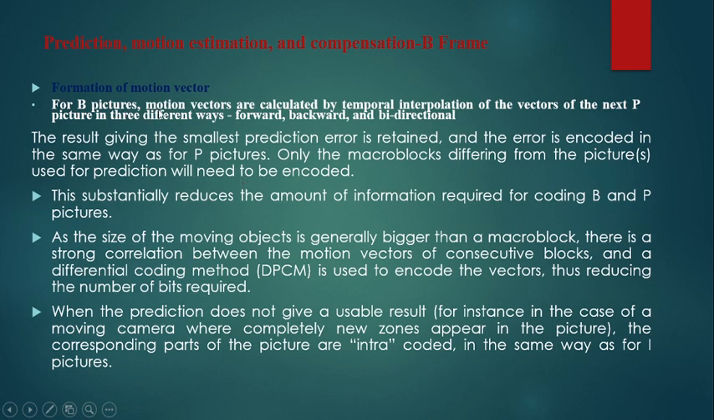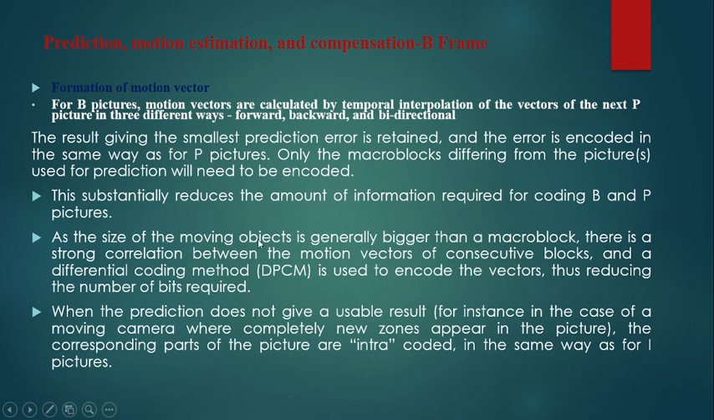Again, for B pictures, we know that we are going to use the frames of the preceding as well as succeeding. That is, we are going to calculate the temporal interpolation. So the result giving the smallest prediction error is retained, and the same procedure as what we have done for P pictures. The only difference is that we will have two reference frames. That is a preceding reference frame and a succeeding reference frame. So this is going to reduce again the amount of information required.